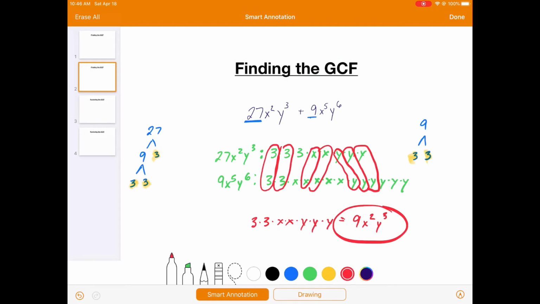Once you get used to it, you'll be able to look at the 27 and the 9 and be like, oh, the biggest factor of those is 9. And then notice the smaller variable exponent is always what we end up with at the end. So we have y cubed and y to the 6th. Cubed is smaller than 6th, and that's what we end up with at the end.